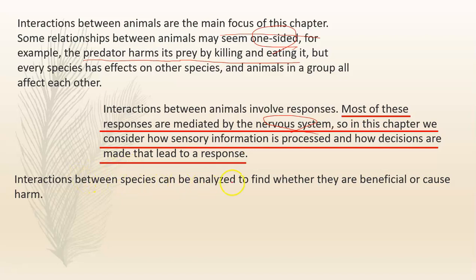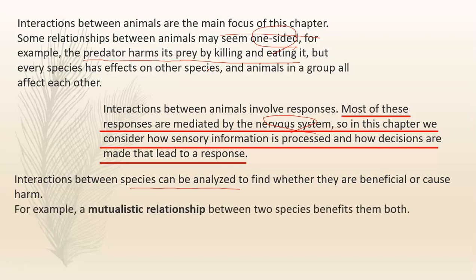Interactions between species can be analyzed to find whether they are beneficial or cause harm. This is what I mentioned over here by asking you this question. What do you think about the type of the interaction between these? For example, a mutualistic relationship between two species benefits them both. Okay, so if there is an interaction and both of them are getting a benefit, that would be mutualistic. Both of them are getting benefits.